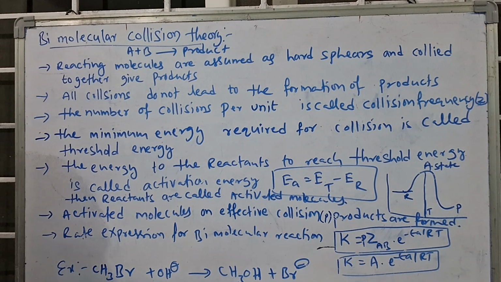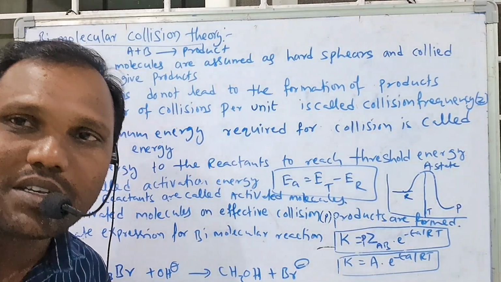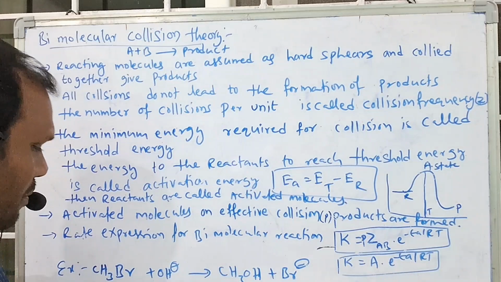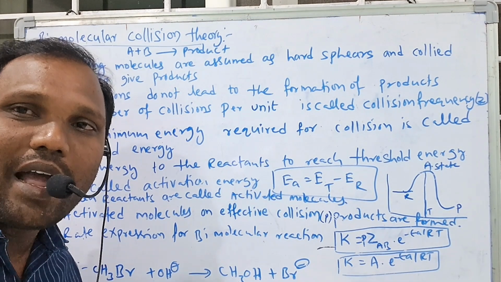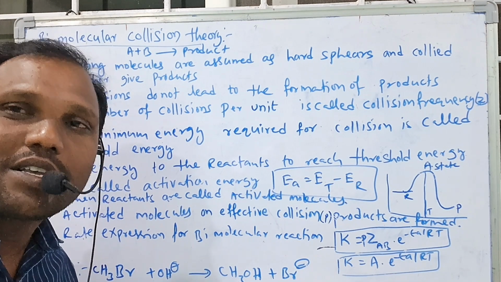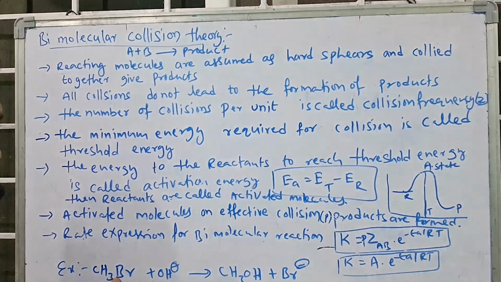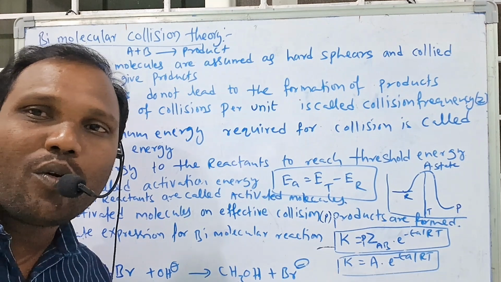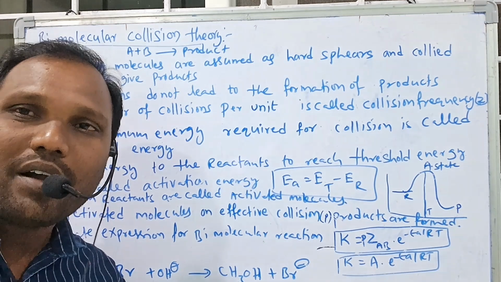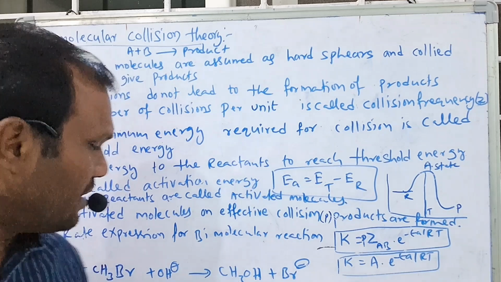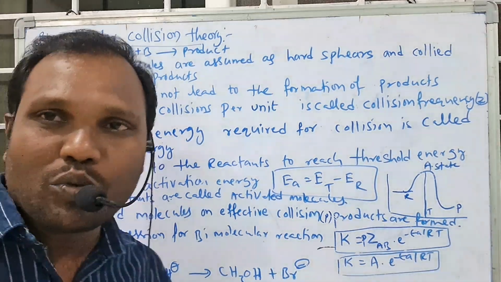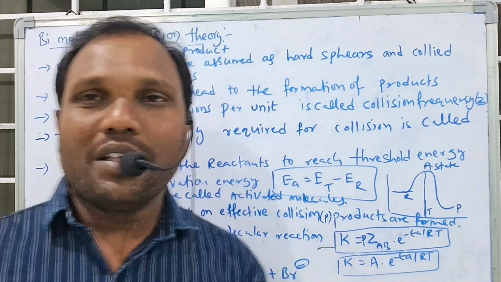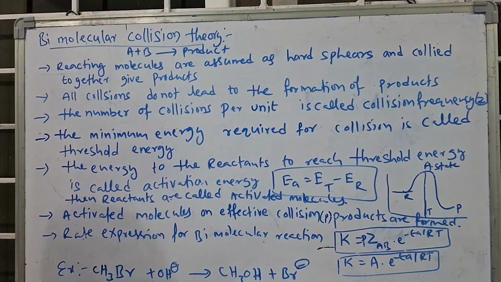Now one example is required for this bimolecular collision theory. Here the reaction is methyl bromide reacting with hydroxide ion. This is a substitution reaction. Instead of the bromide, we substitute the hydroxide ion. The products are methanol and bromide. In this reaction, the number of reactants is 2, so this is a bimolecular reaction. This answer is a very simple presentation, students.